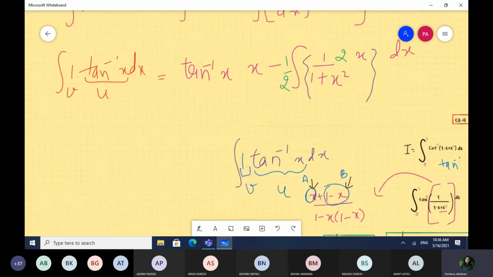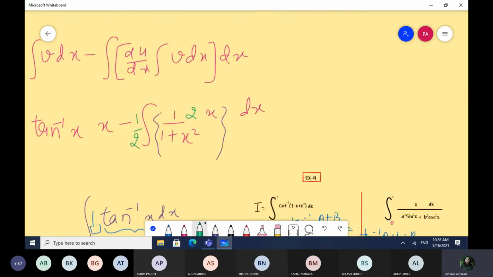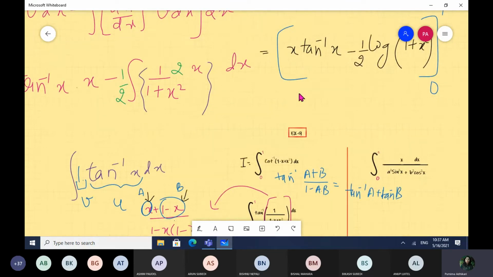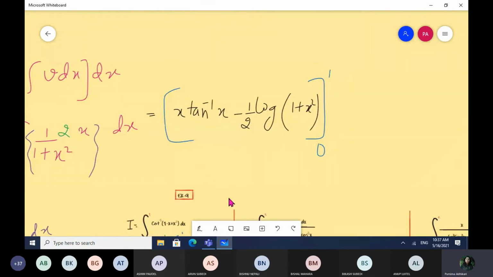What will be your final expression? Let me continue it here. Your final expression will be x times tan inverse of x minus 1 by 2 log of 1 plus x square. Now it's time to apply your limits of integration. Finally, you apply limits of integration at the end to avoid any mistakes. Apply your limits and get the result.